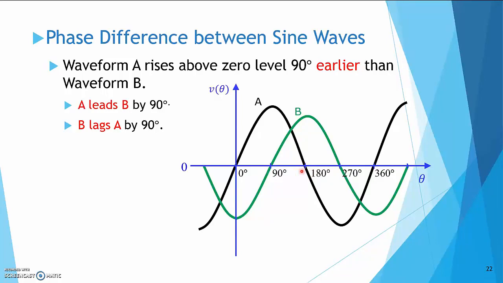If two sinusoidal waveforms have the same phase angle, we say that they are in phase. If the phase difference between the two sinusoidal waveforms is 180 degrees, we say that they are out of phase.